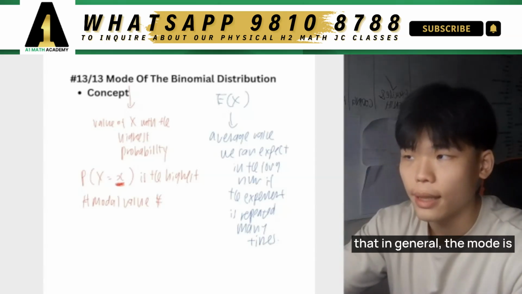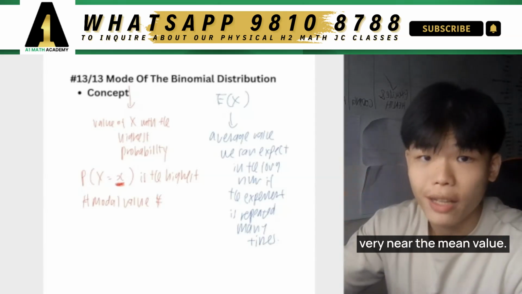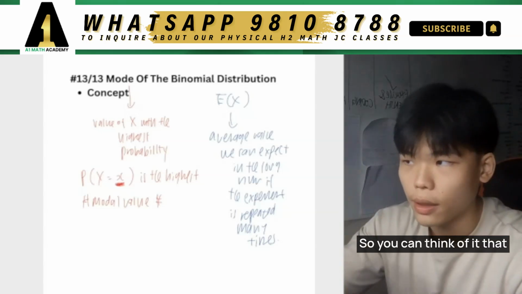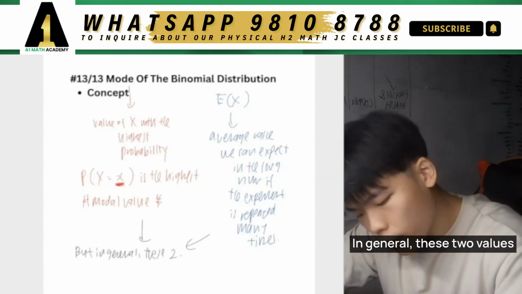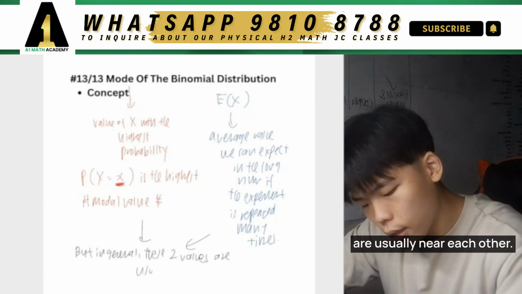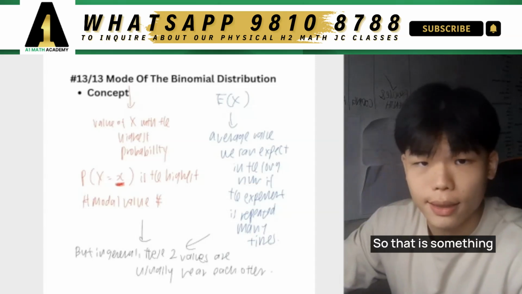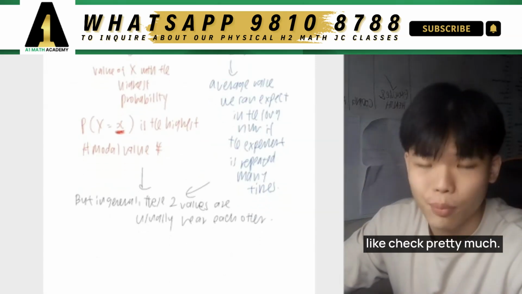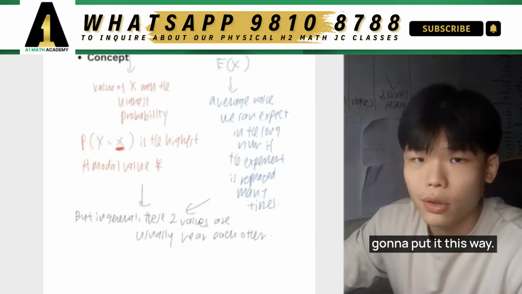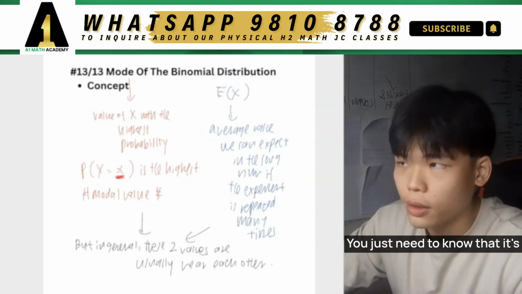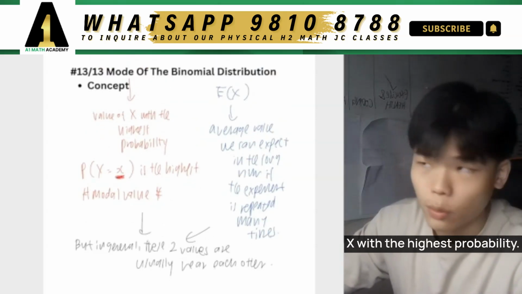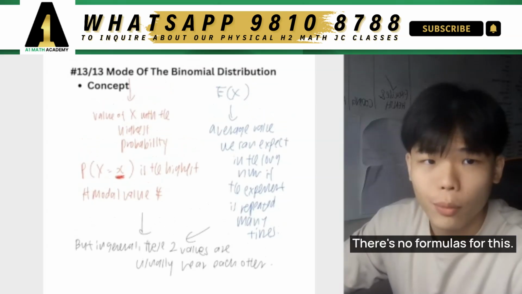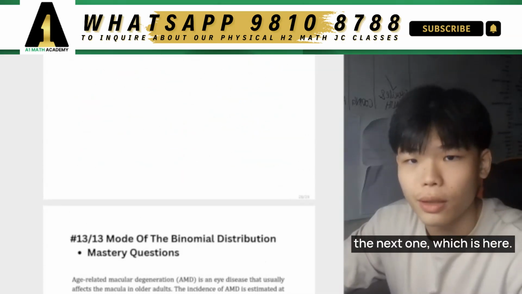So I guess you could say that in general, the mode is very near the mean value. You can think of it that way. In general, these two values are usually near each other, so that is something you can sort of check. There's no formula for this. When we say the modal value of x, it's just the value of x with the highest probability, and that's about it. So if not, let's move on to the next one.